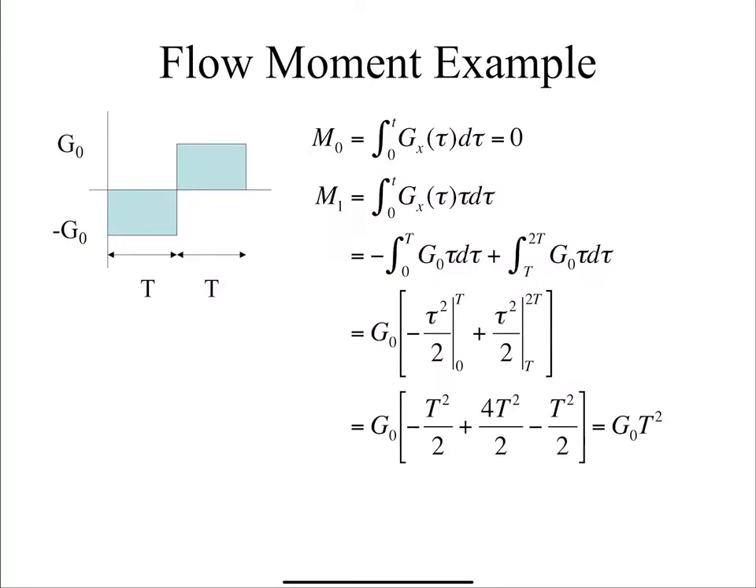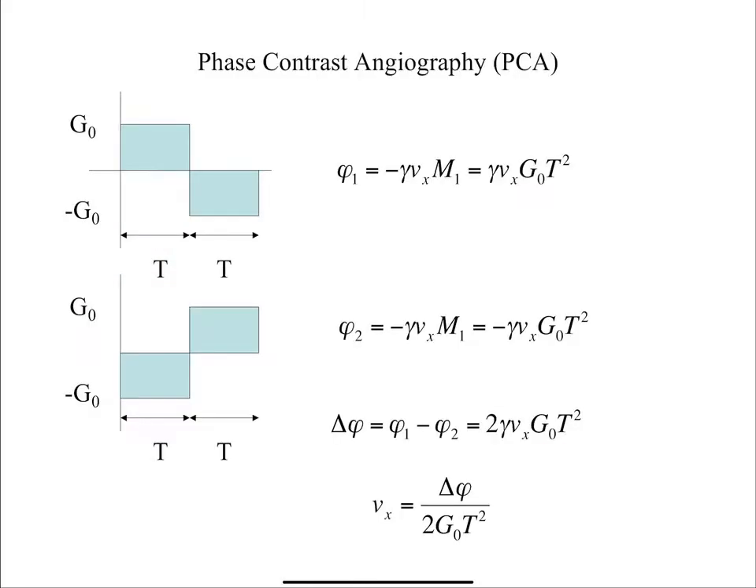And so in the case of a bipolar gradient like that, the 0th order moment is 0. And the 1st order moment, just with simple calculus, is just g naught times t squared. Okay? So where t is the width, and in this case we assume we apply them right after each other. So that means that if I apply a set of gradients like this, I can get phi equal to gamma times the velocity times g naught t squared.